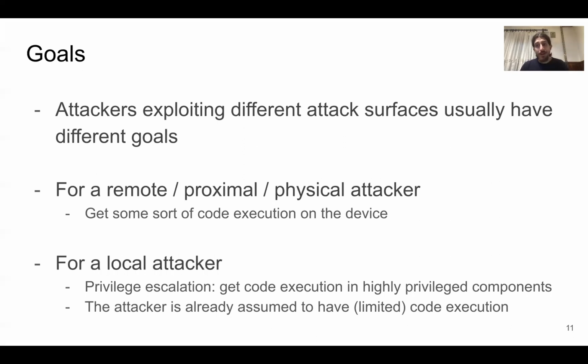For a local attacker, you're assuming there is already code executing on the device. So usually the goal here is to perform privilege escalation. Somehow try to get code execution in a higher privilege component. Again, because the attacker here is already assumed to have limited code execution. Okay, so try to keep this in mind: once somebody tells you about an attack surface, there are usually different goals. And since there are different goals, you may be interested in different kinds of bugs when looking at a specific attack surface.